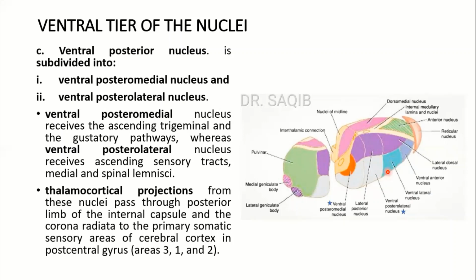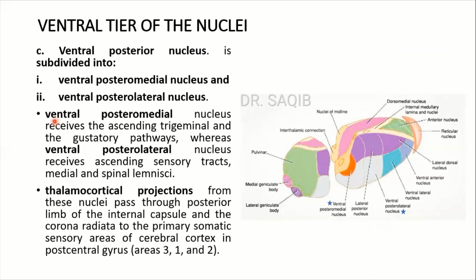So number 3 is the ventral posterior nucleus, and it has two subdivisions, ventral posteromedial and ventral posterolateral. Here you could see these two subdivisions. This is the ventral posterolateral nucleus, and this is the ventral posteromedial nucleus. So these are the two subdivisions of the ventral posterior nucleus. Again, this is the ventral posterolateral one, and this is the ventral posteromedial nucleus, right?